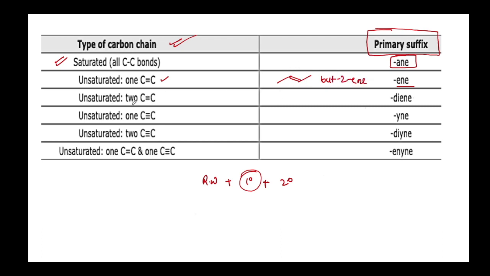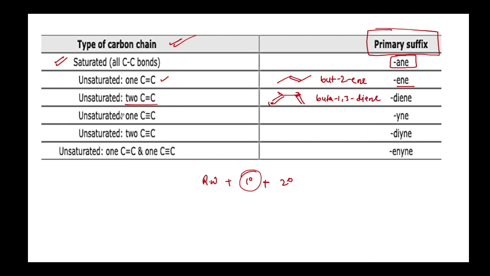Butene. Unsaturated, two carbon-carbon double bonds you are having, let's say like this. It is diene. We will call this 1, 2, 3. So one position and third position, the double bond starts. It is buta-1,3-diene.